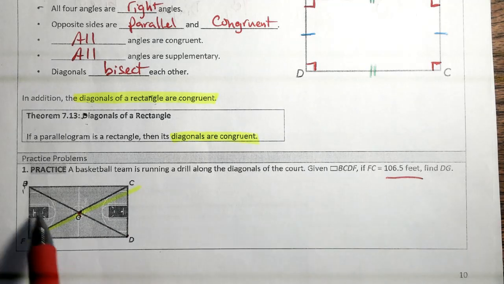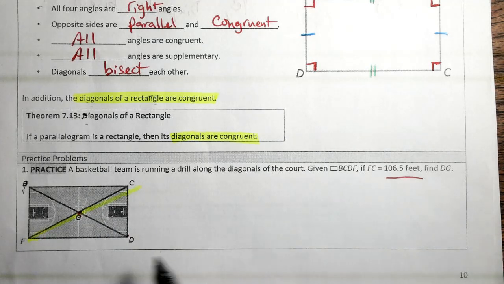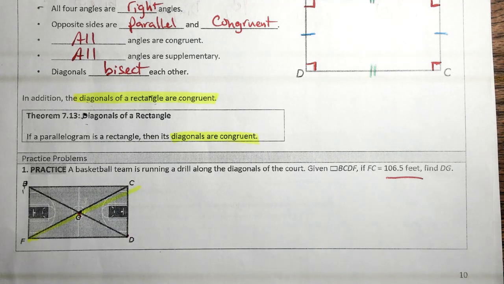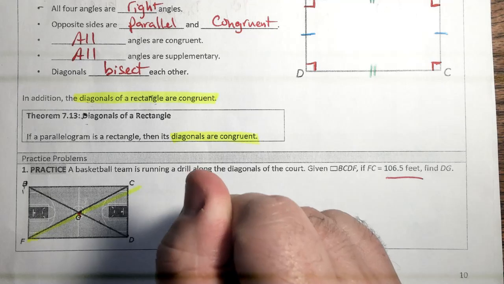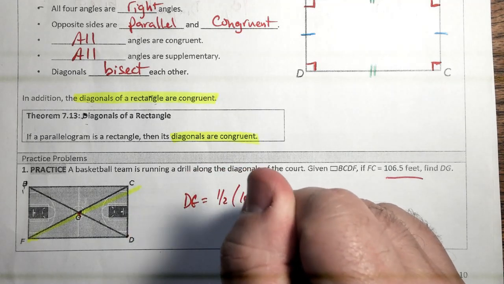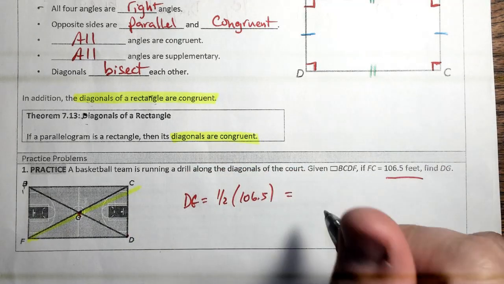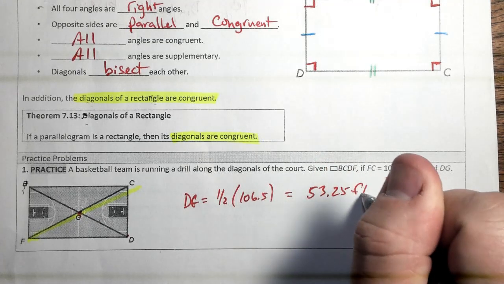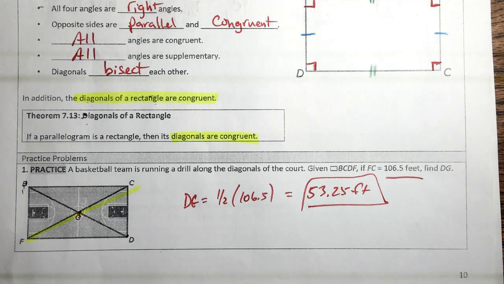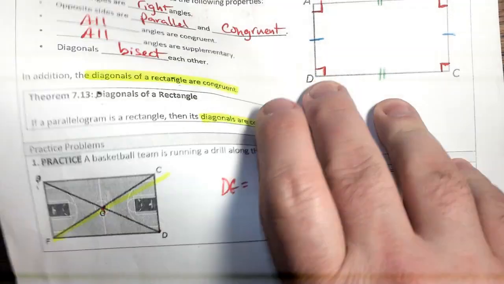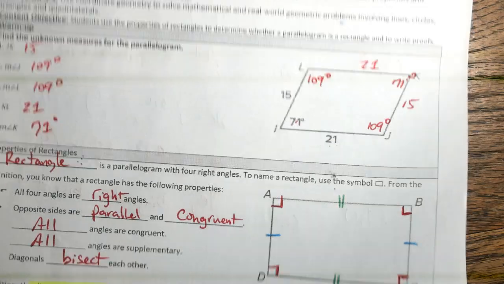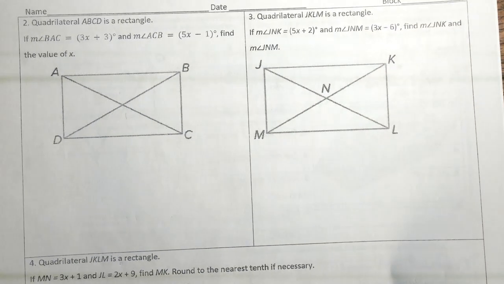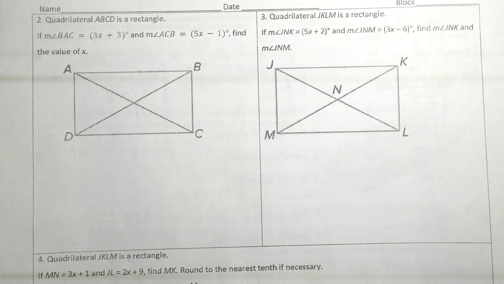Well, if the diagonals are congruent, that means if FC is 106 and a half, this whole thing's 106 and a half, so in this case DG is going to be 1/2 of that, and 1/2 of 106 and a half feet is 53.25 feet. Let's flip over to page 11. All right. Page 11, number 2.